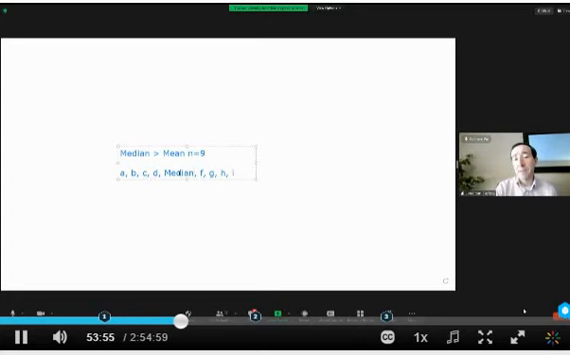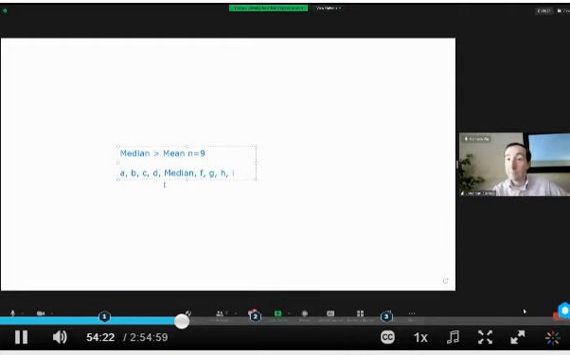If the median is bigger than the mean, then that means when I add up all these numbers and average them, the average is somewhere in this direction. What could cause that? There's a few different ways it could.